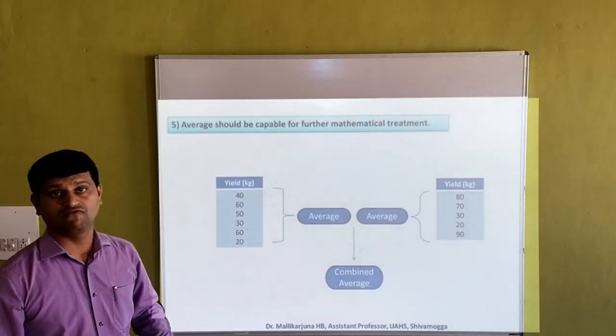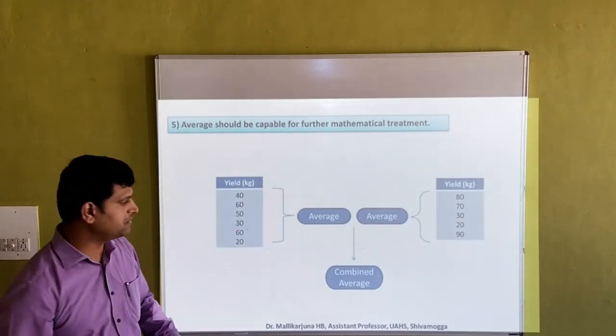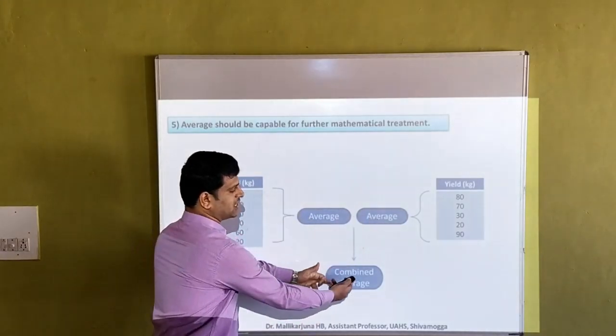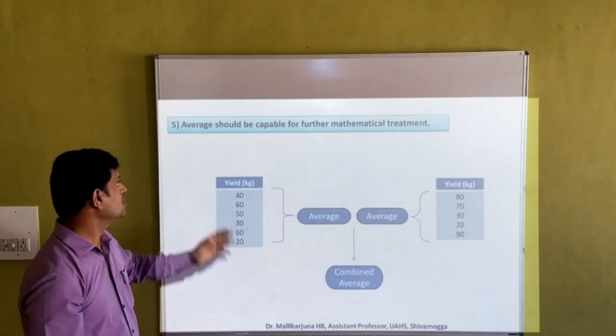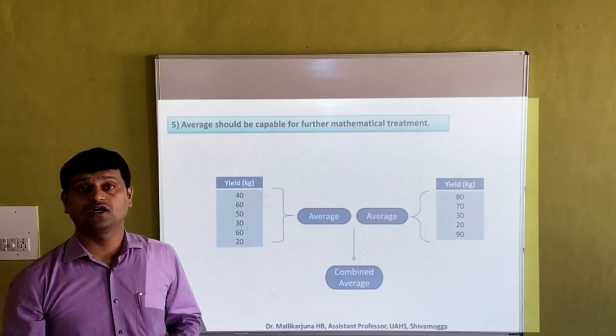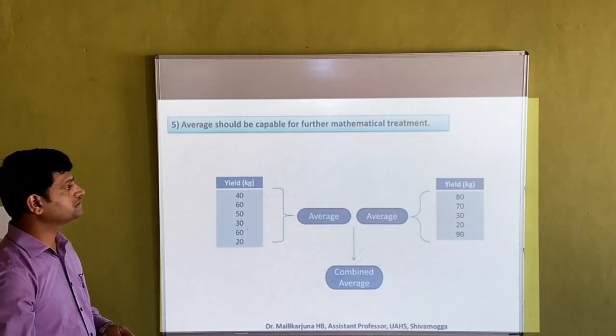Average should be capable of further mathematical treatment, meaning after finding averages, finding a combined average is a further mathematical treatment. Hence, average should be capable of further mathematical treatment.